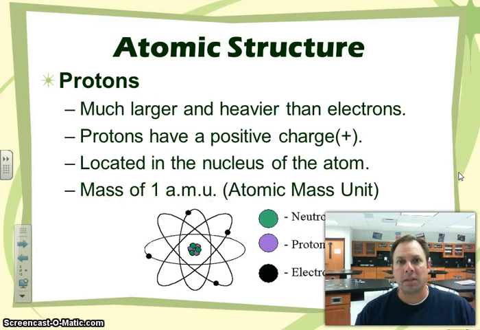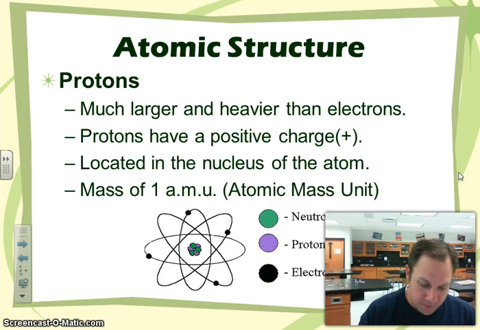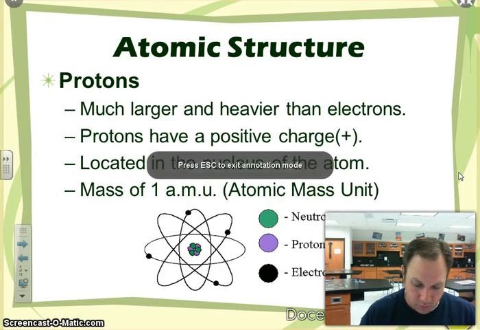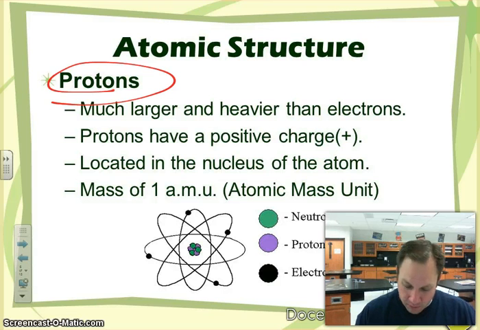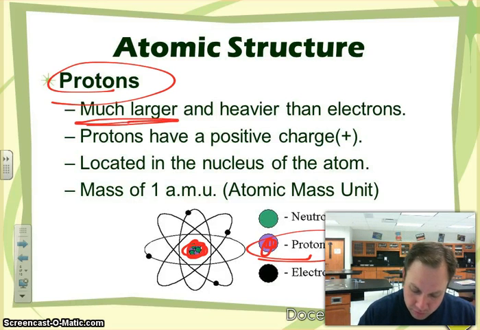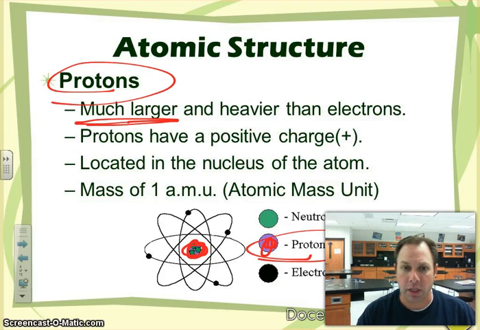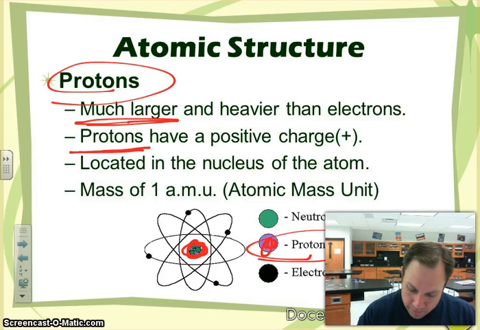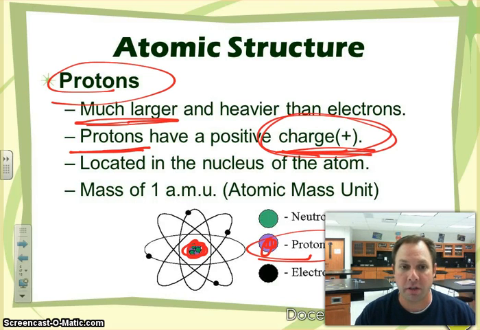So each one of these subatomic particles has different properties. So let's talk about the protons to begin with. So our protons, as we said right here, they are inside of this nucleus. And protons are fairly large, okay, compared to electrons, which we'll talk about in just a second. But protons are much larger and heavier than electrons. Protons have a positive charge. Okay, they have a plus. They are a positive charge in the atom.